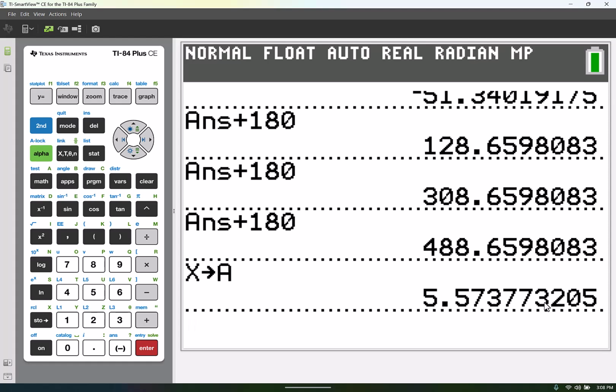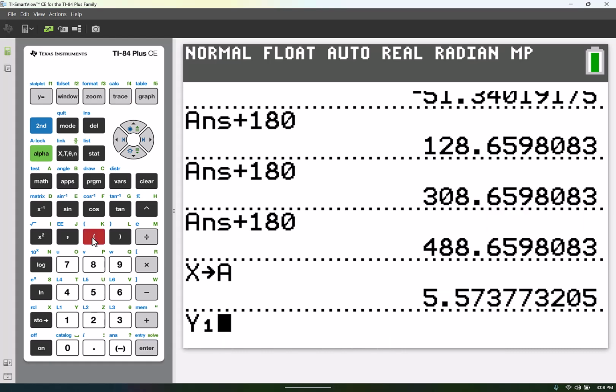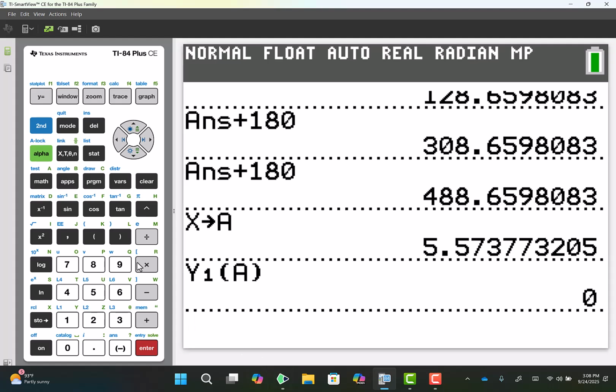Isn't that cool? Chav, what are you going to do with that? Like this. Look, I'm just going to call it. I'm going to go alpha trace, and I'm going to push Y1, which is where I have my formula. And I'm going to open a parenthesis, and I'm going to push A. And when I push enter, I better get 0. Oh, I got 0.